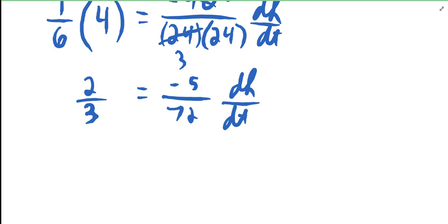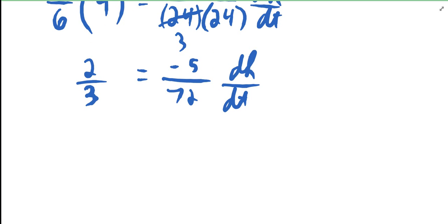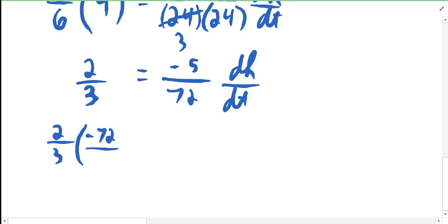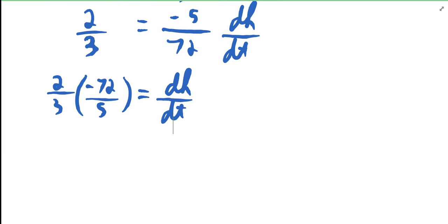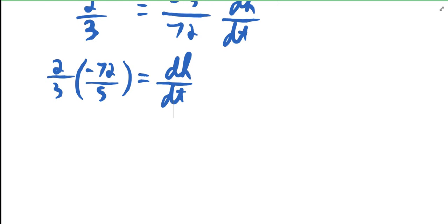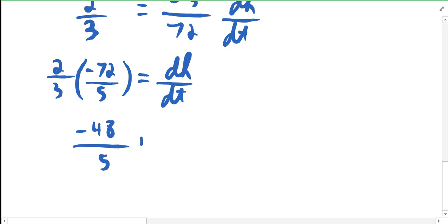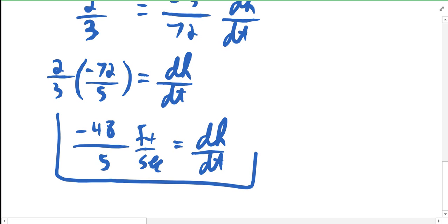So we're going to multiply by 72 and divide by negative 5. So we're going to get 2/3 times negative 72 over 5. And that's what dh/dt is going to be, and that's going to be in feet per second. We just have to simplify it down. 72 divided by 3 is 24. And 2 times 24 is 48. So it's negative 48 over 5. And again, that's feet per second. Keep track of your units there.